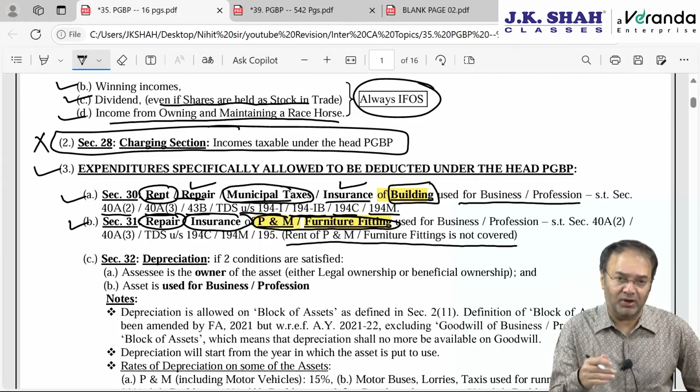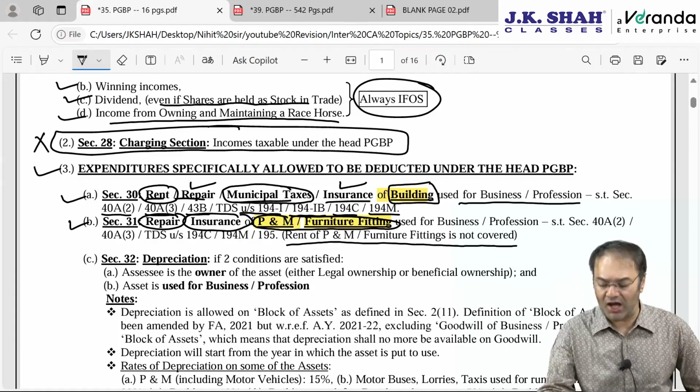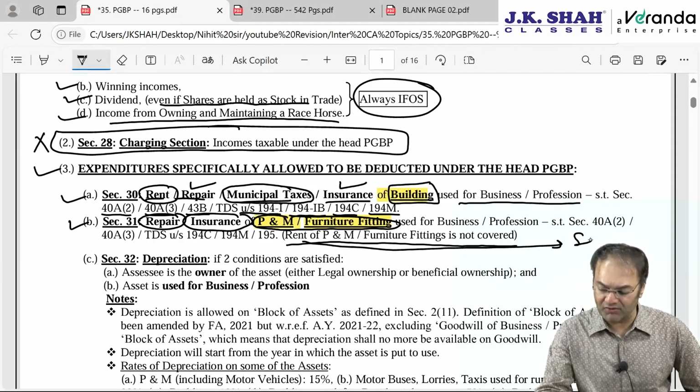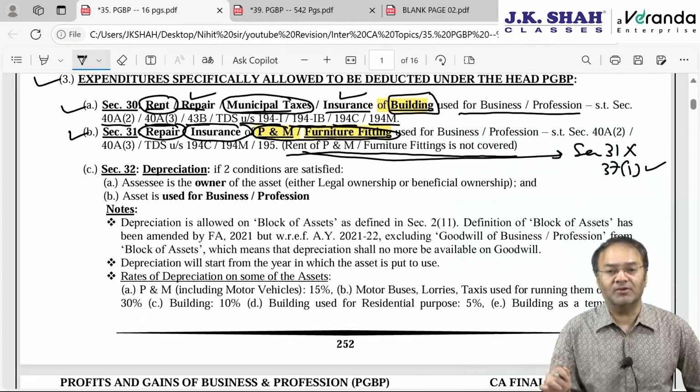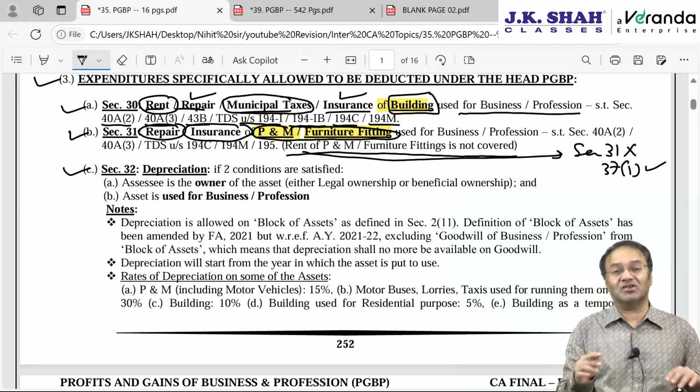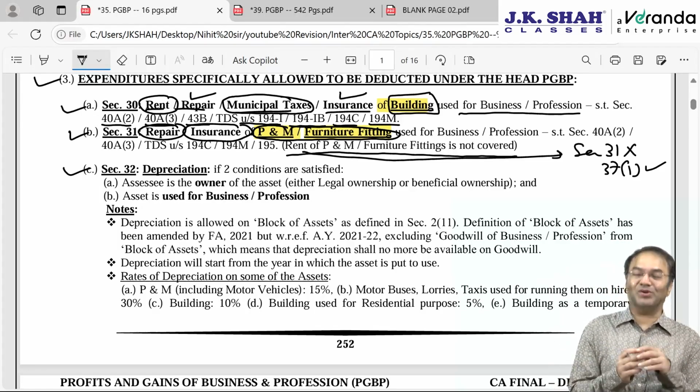Then what about a rent paid for acquiring plant machinery on hire? Then that will be allowed as a deduction, but not under section 31. Instead of section 31, it will be allowed under 37(1), generally allowable expenditure, right? So it will be allowed, but don't worry. Next is very important, depreciation, section 32. What is depreciation? You know pretty well.